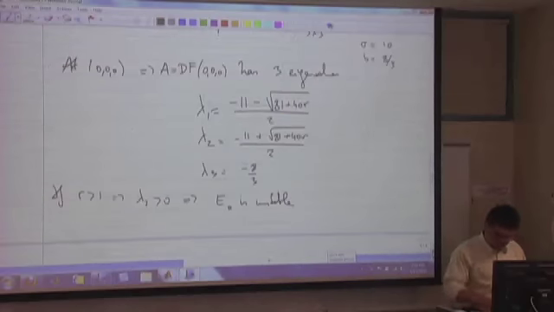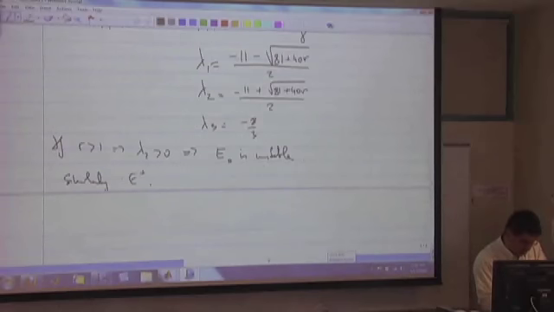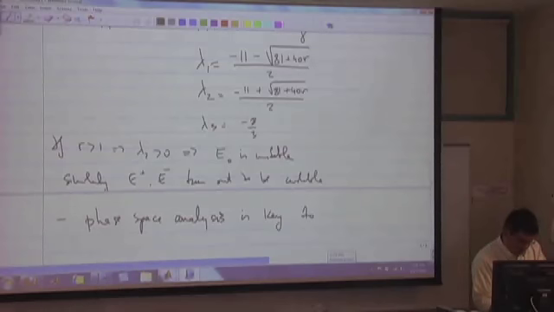Okay. So anyway, that was kind of what I wanted to go through. So similarly, E plus and E minus turn out to be stable, but the main point is that phase space analysis is key to long-time behavior in nonlinear systems.